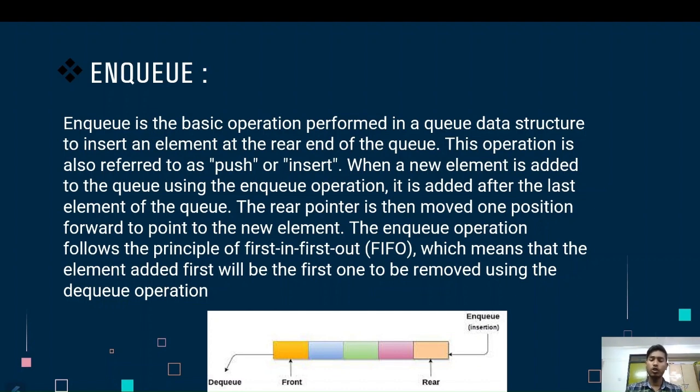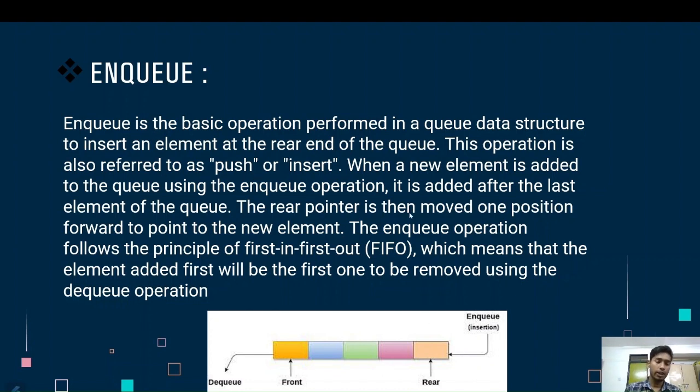NQ is a basic operation in data structure which is used to insert an element from the rear side. We can refer to it as a push or insert. After inserting the element, the rear pointer shifts one step forward to the new element, which you can see in this diagram: when an element is added from the rear side, the rear pointer shifts one step forward and a new element is added.